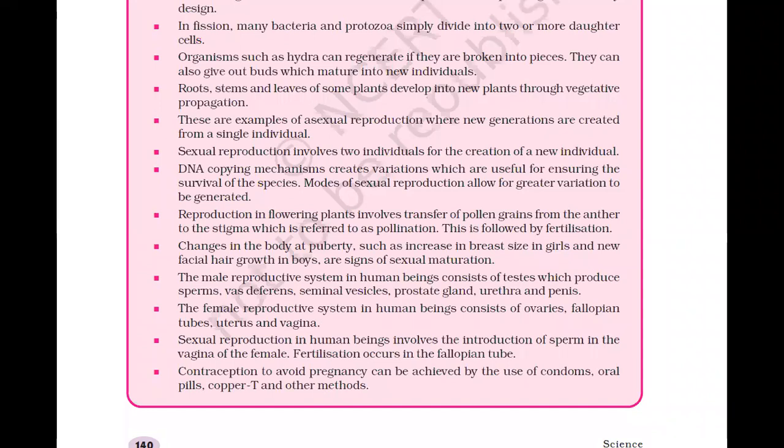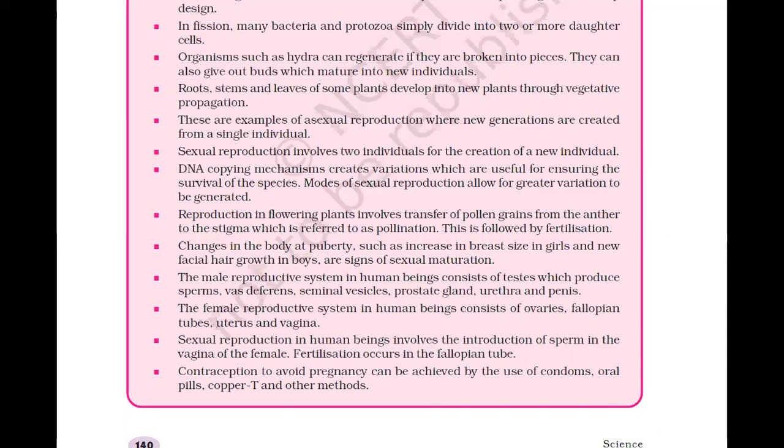Sexual reproduction involves two individuals for the creation of a new individual. DNA copying mechanisms create variations which are useful for ensuring the survival of the species. Modes of sexual reproduction allow for greater variation to be generated. Reproduction in flowering plants involves transfer of pollen grains from the anther to the stigma, which is referred to as pollination, and this is followed by fertilization.